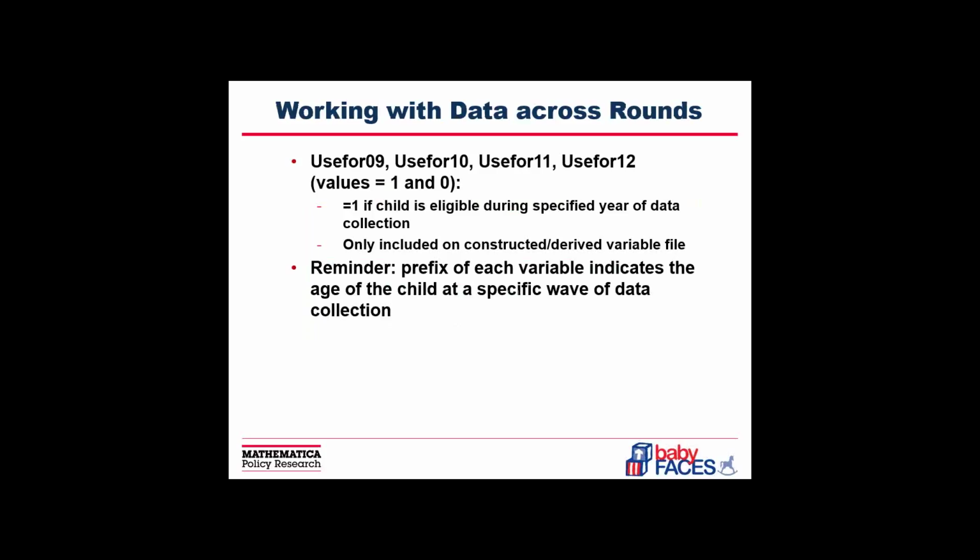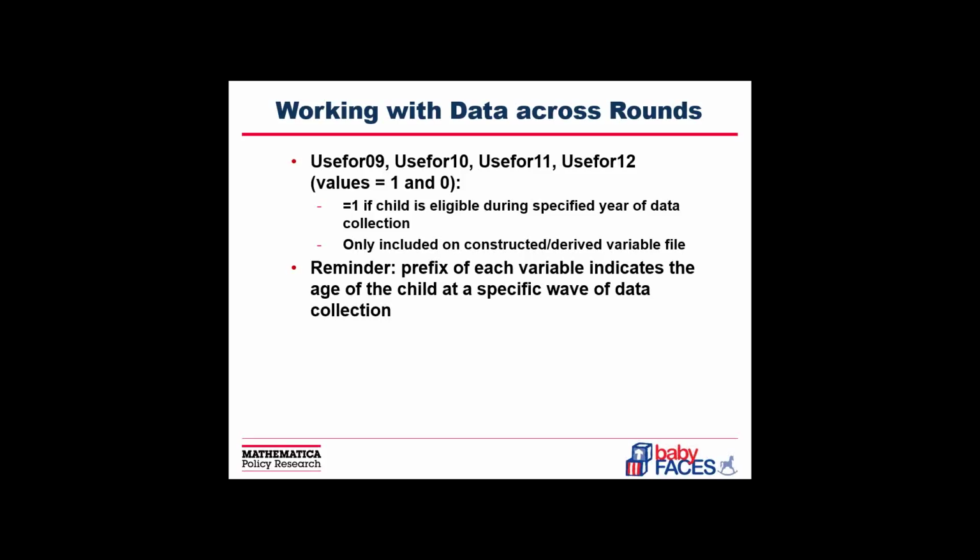On the child-level constructed variables files, we have included several variables to indicate whether or not a child was eligible in any given year. These are the used for 09 through used for 12 variables and are only included on the child-level constructed variables files. Each variable equals 1 if the child is eligible for that year of data collection. These are particularly useful for running unweighted analyses.